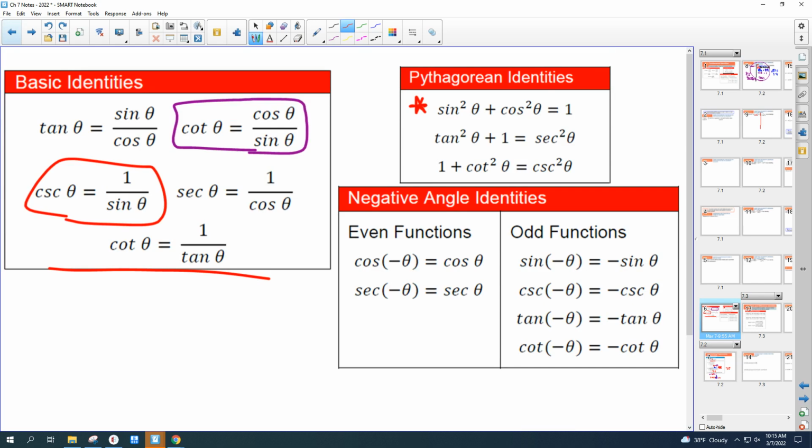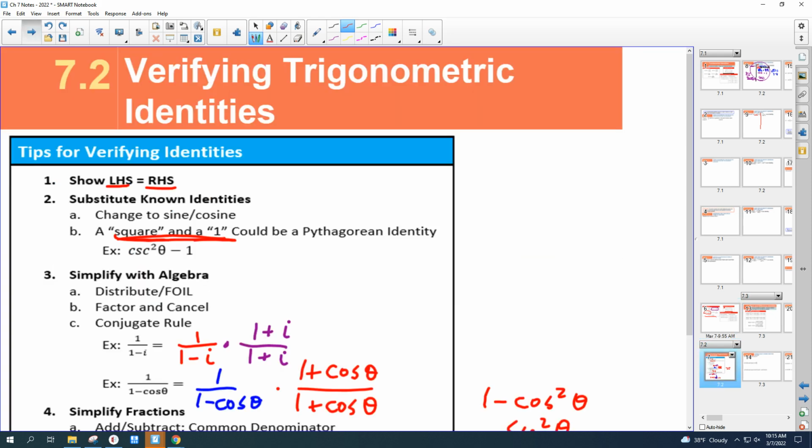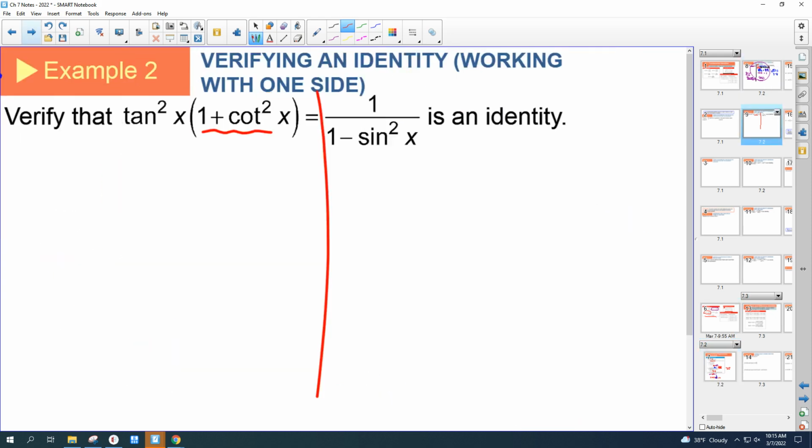1 plus cotangent squared. Check it out right here. 1 plus cotangent squared is the same thing as cosecant squared. That's going to be useful to me. I'm going to do a substitution. 1 plus cotangent squared x is cosecant squared x.